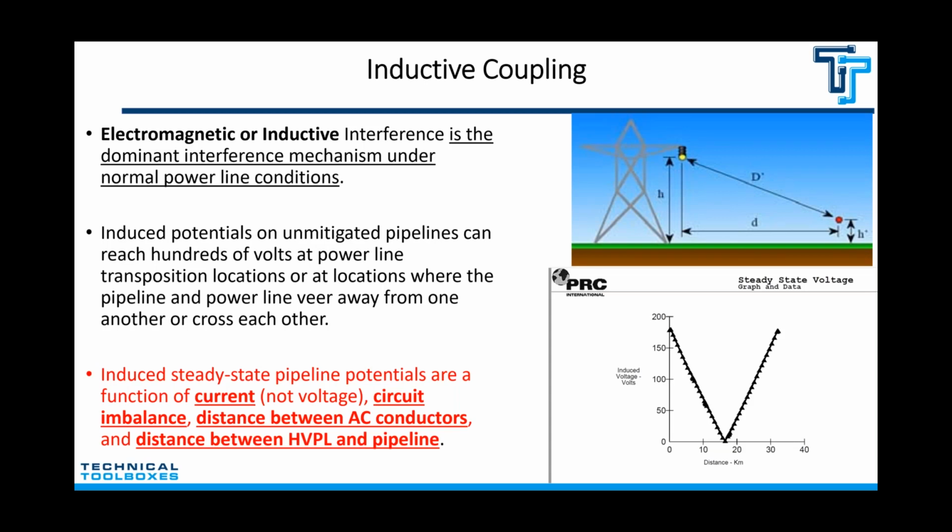The most dominant coupling mechanism is our inductive or our electromagnetic. Okay. Now that's what happens under normal power line conditions. The power line's out there operating as it's designed to.